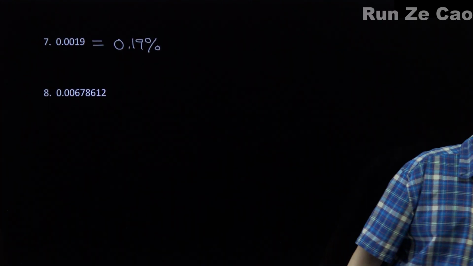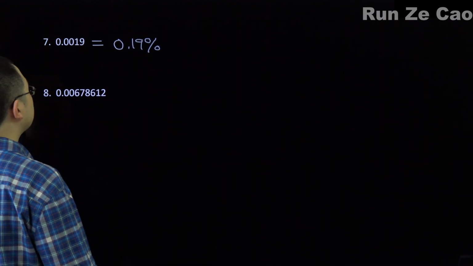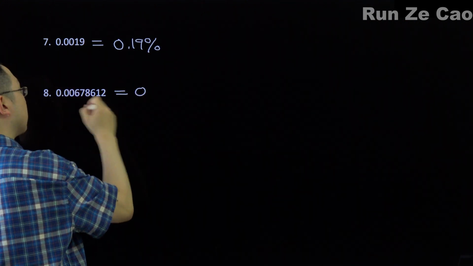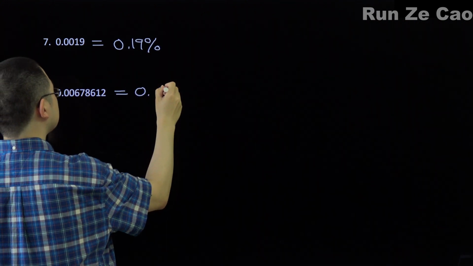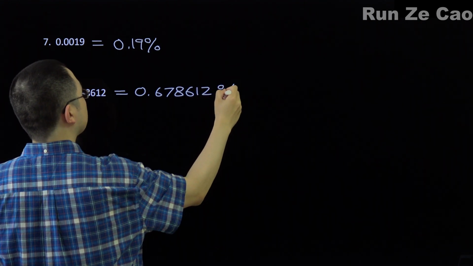And this last one, 0.006786112. Move the decimal place 2 places. 0.6786112, and then add a percent symbol.